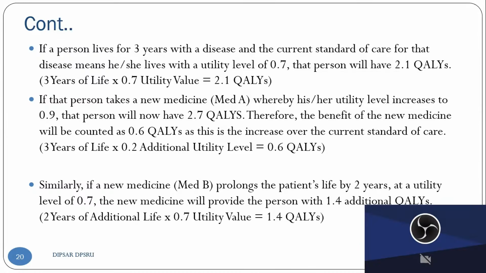I hope the concept regarding QALY and DALY should be clear in your mind. And similarly, if a new medicine, this is medicine A, medicine B, prolongs the patient's life by 2 years, that medicine extended the patient's life by 2 years, and the utility value stays 0.7, right? The utility value remained the same, but that medicine kept him alive 2 years more. So the new medicine will provide the person with 1.4 additional QALY. How? Because 2 years of additional life multiplied by 0.7, how much will it be? 1.4 QALY, right? So this is the simple calculation by which you can calculate the QALY.